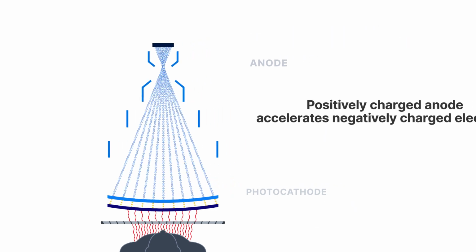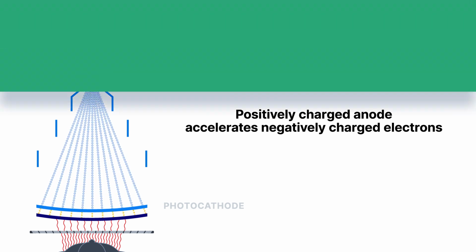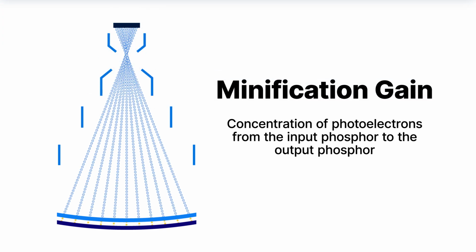Let's take a closer look at the last steps of this energy conversion process. The anode is positively charged with 25,000 to 35,000 volts. The strength of this charge works to accelerate the negatively charged photoelectrons toward the anode and causes them to gain kinetic energy. This is called flux gain. Another benefit of funneling the photoelectrons from the input phosphor into a smaller stream onto the output phosphor is called minification. The process of minification gain is part of how the image intensifier uses the same number of photoelectrons emitted by the larger photocathode to brighten the image on the output phosphor.